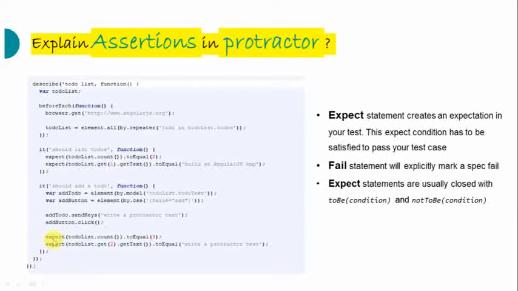Here you can see there is one expect statement, and what it is trying to expect is that todoList.count should be equal to 3. So this is your assertion in Protractor. This is how you will be writing the assertions in your test cases.